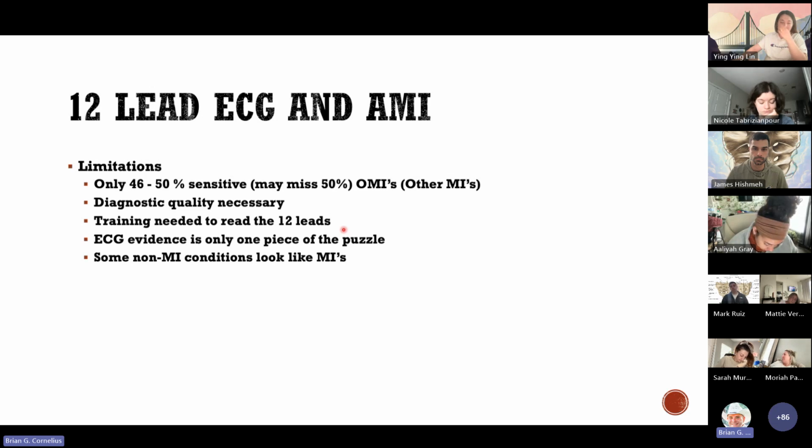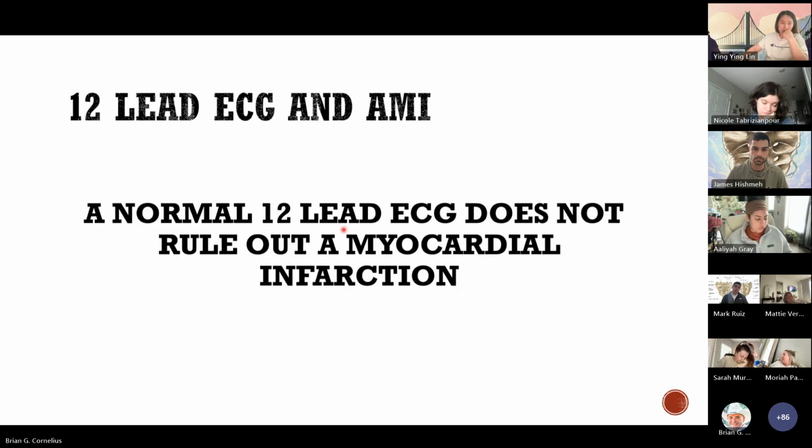The other thing is that there are a lot of conditions that look like MIs that are not, and some of them can be devastating. We'll talk about those in just a couple minutes here. So this is a big thing you've got to keep in your mind. A normal 12 lead is not reassuring. If you have a normal 12 lead on a patient and they're continuing to have symptoms, think that they may still be having a problem. And it may not be the problem you're trying to find.